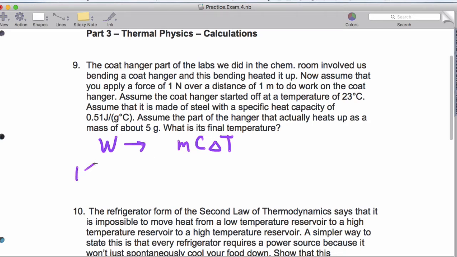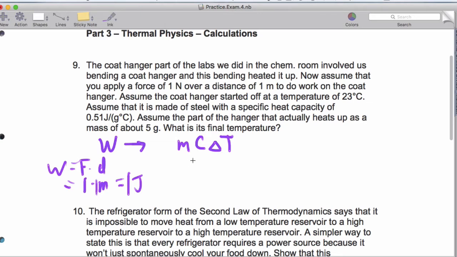So I do 1 joule of work because this is the force and this is the distance. Work is force times distance. That's going to be 1 newton times 1 meter, which is 1 joule. And that's going to equal mc delta T.